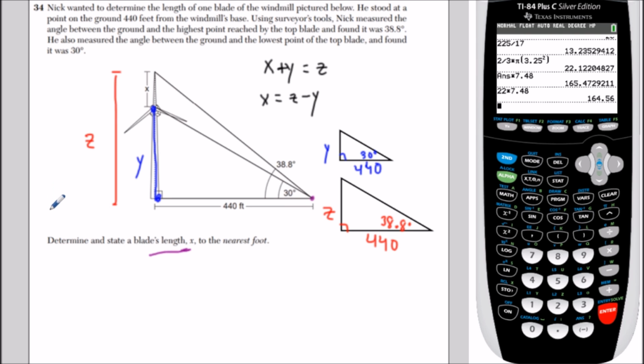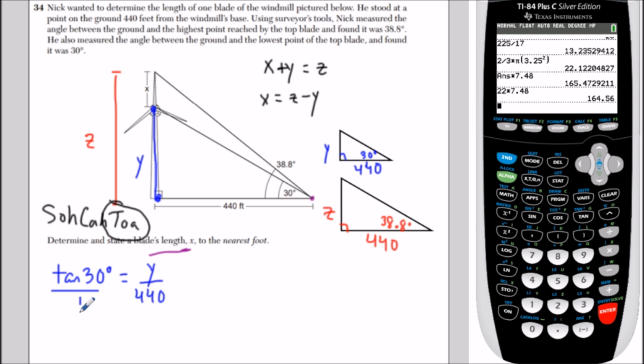trig ratio later on. So the mnemonic that helps us choose our trig ratio is SOHCAHTOA. In both of these triangles, we're looking for the opposite side, and we know the adjacent side, so we're going to use tangent for both of them. So we're going to find y first. So we'll have tangent of 30 degrees is equal to y over 440.